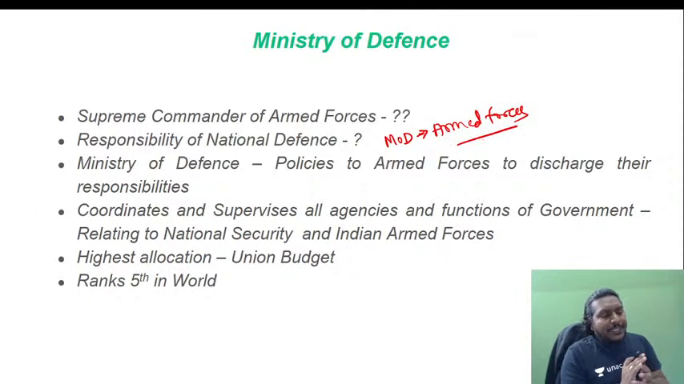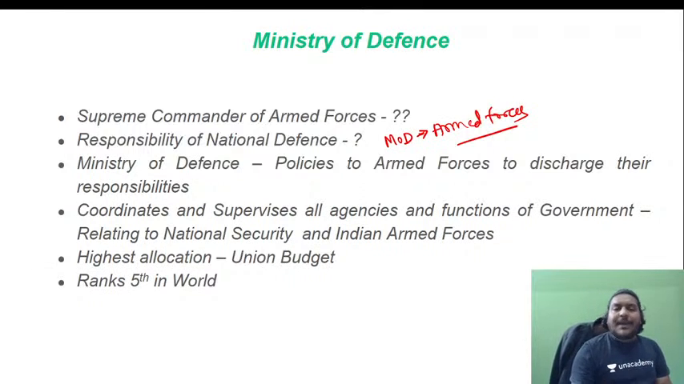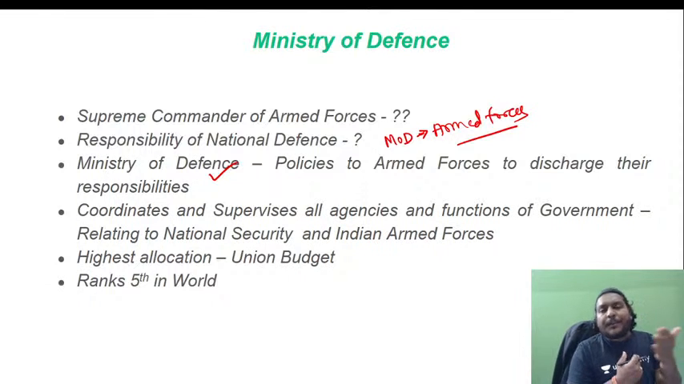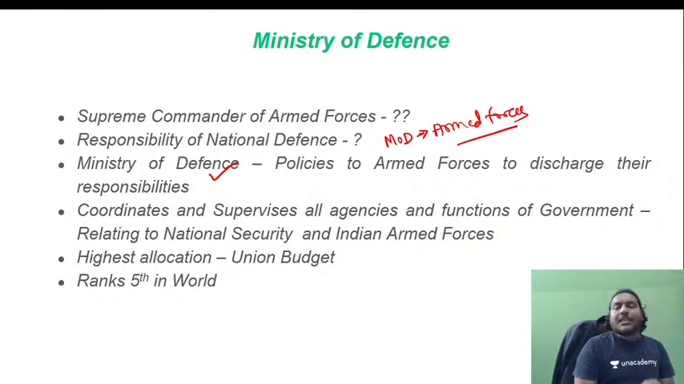So any kind of policy change, any kind of policy matter which is supposed to be taken, would be taken by the Ministry of Defense, and they are the ones who would coordinate with the different agencies and bodies of the government which are related to national security as well as the armed forces. If you look into this, the highest allocation these days in the recent past in the union budget is going to the Ministry of Defense.